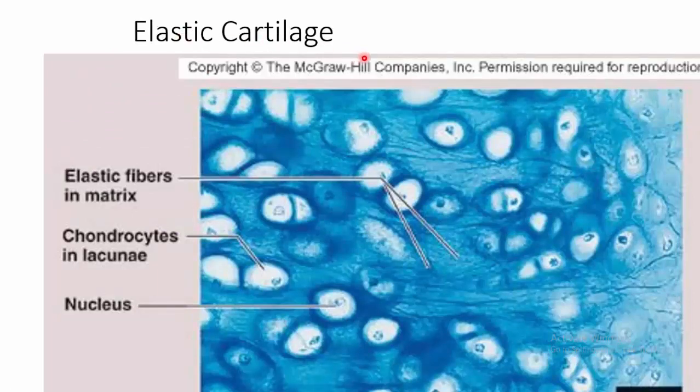Here's elastic cartilage. Again, the chondrocytes are the dark cells in the spaces, and then everything else in between is matrix. Because connective tissue is made up of cells in a matrix.